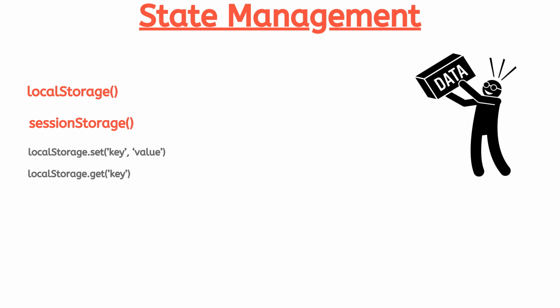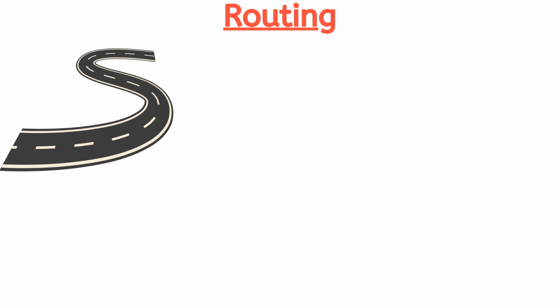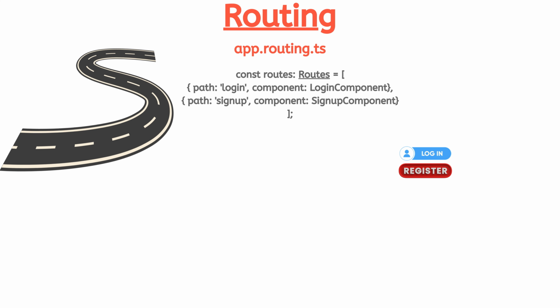Instead, use the service which is provided by the Angular framework, and it is safe and not accessible from outside the application. Routing is inbuilt in Angular. To create routes in Angular, there is a default file called app.routing.ts at the root level of the project. Within this, all we need to do is provide the list of routes with a path as well as the component.